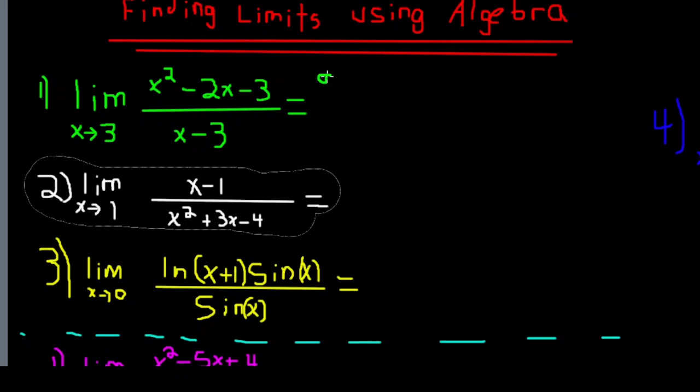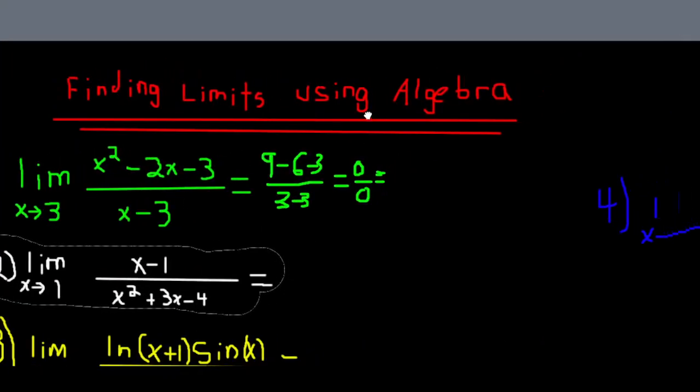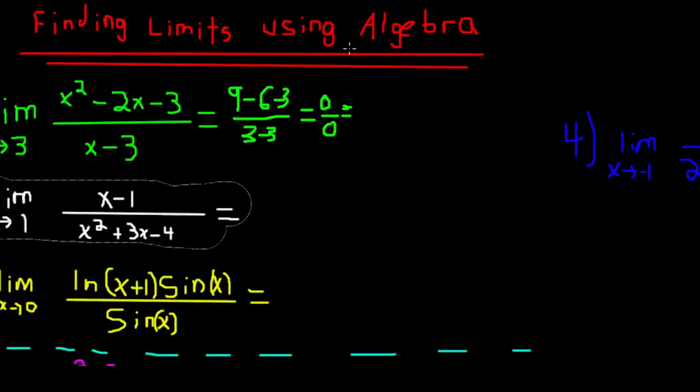So when we do that, we get 9 minus 6 minus 3 divided by 3 minus 3, and we get 0 over 0. If you get 0 over 0, you must try something else. 0 over 0 does not equal 1. Just try something else.